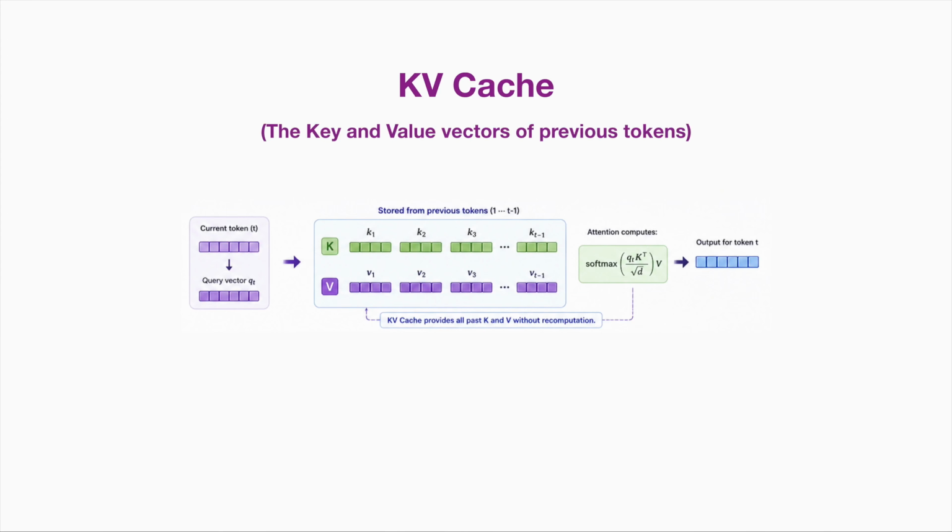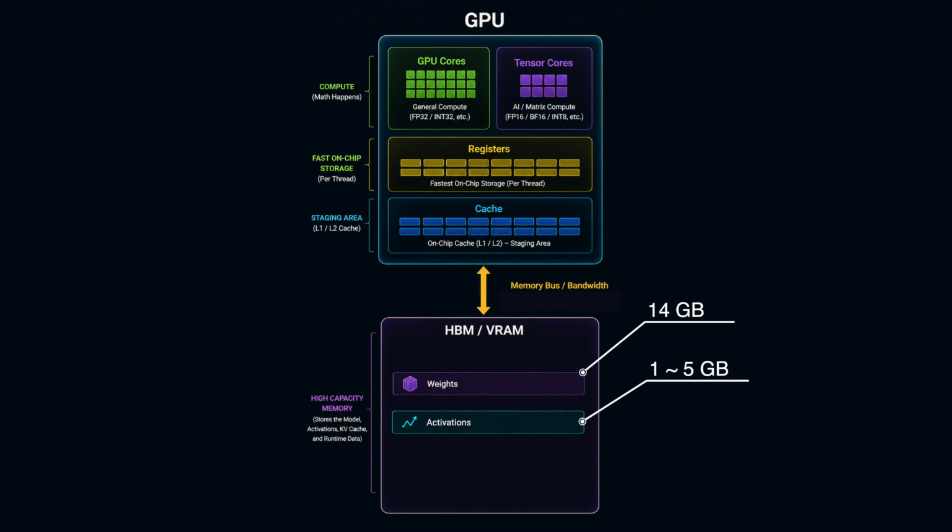When a transformer generates text, it doesn't want to recompute the entire conversation from scratch for every new token. So it stores keys and values from previous tokens. That's the KV cache. It's a more complex process, but the definition is as simple as that. The longer the context, the larger the KV cache becomes. This is why a model that fits with a short prompt may run out of memory with a long conversation. The parameters are fixed, but the KV cache grows as the context grows.